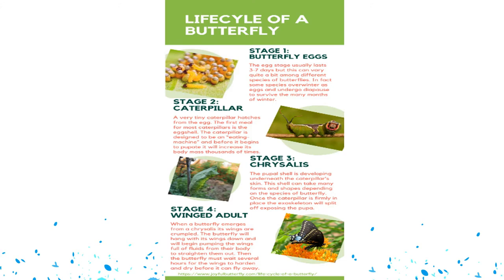The first example is the life cycle of a butterfly. Kung mapapansin nyo, ang format ng infographics ay pahaba, mahaba siya ng konti vertically, so we will be zooming in on each section of the infographic for us to have a clearer view of the content. For the first example, its purpose is to show a process, the life cycle of a butterfly.